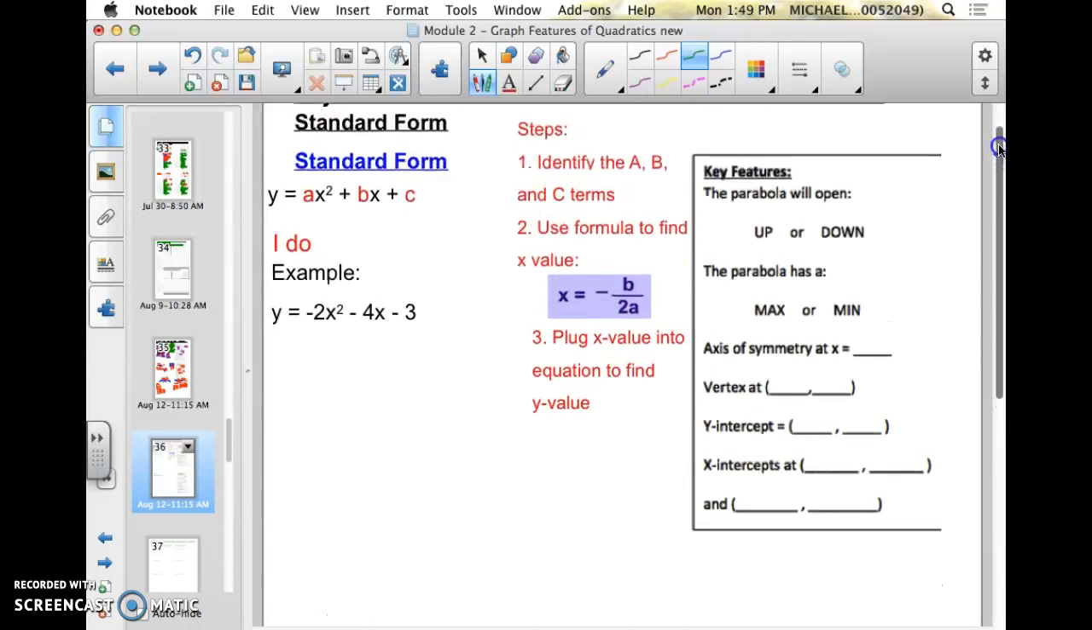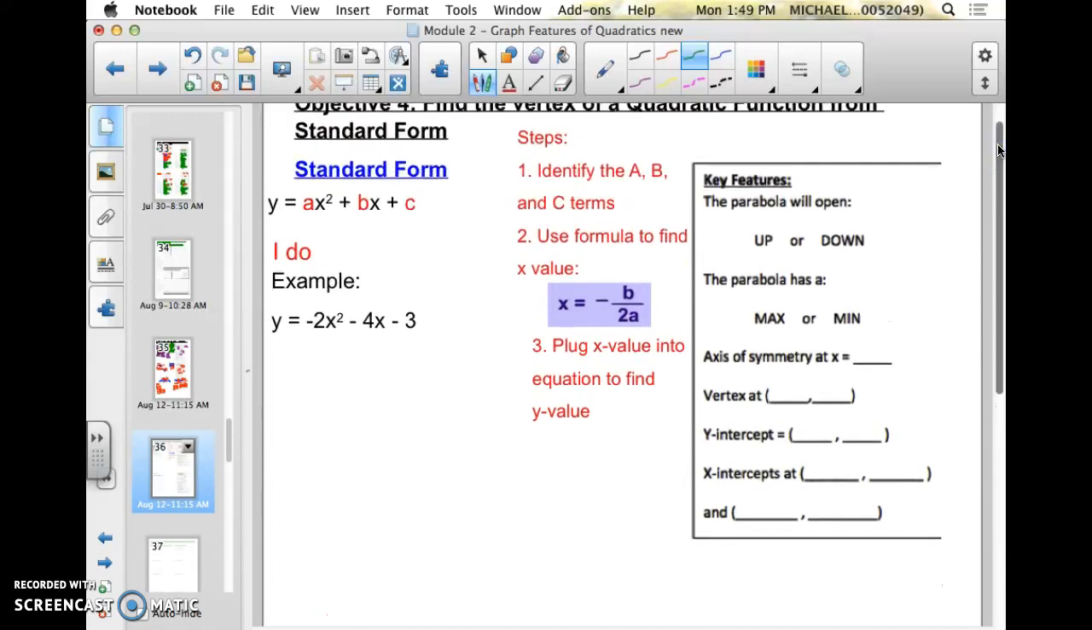So to begin, if I was given this example, y equals negative 2x squared minus 4x minus 3, the biggest clue that tells me this is standard form is that there are three terms. There's an a term, a b term, and a c term, and that it's written in descending order. What I mean by that is the highest power is 2x squared, and then the next power is 1, x to the first power, which is the b term right here. And then the final term is the constant c that does not have a variable.